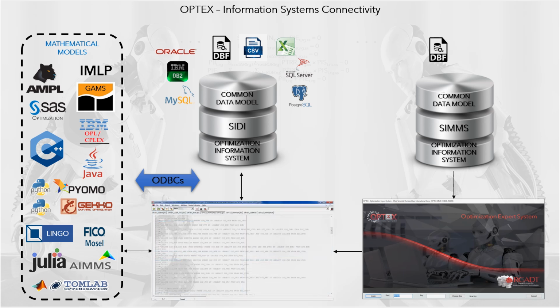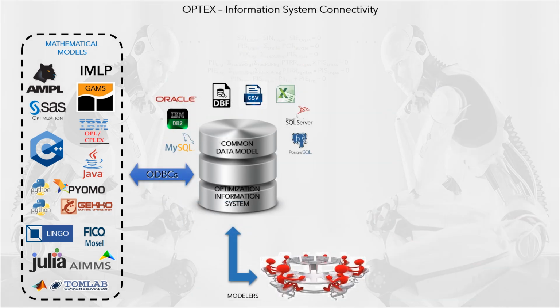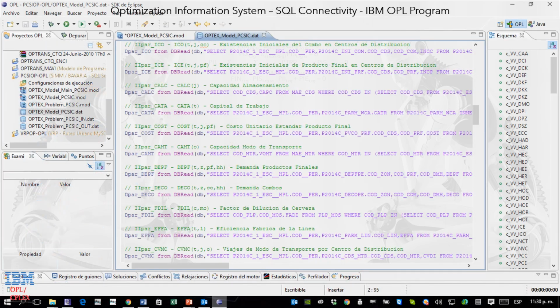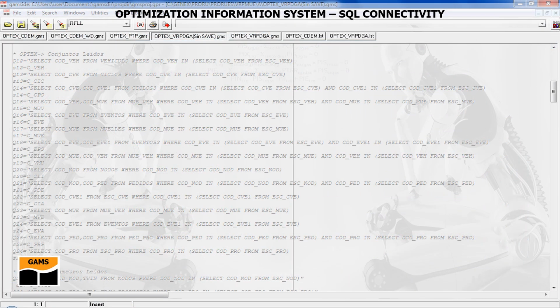Interface for mathematical models to connect with the IDIS, generated following the syntax of each optimization technology. This interface is part of the computer programs of the algorithms. Below are several examples of this type of component, based on SQL statements. Regardless of the programming languages, the models connect directly to the IDIS database, by means of SQL statements. The screenshot presents SQL connectivity in an IBM OPL program. The screen presents SQL connectivity in a GAMS program.